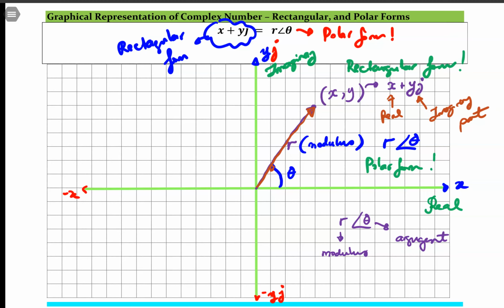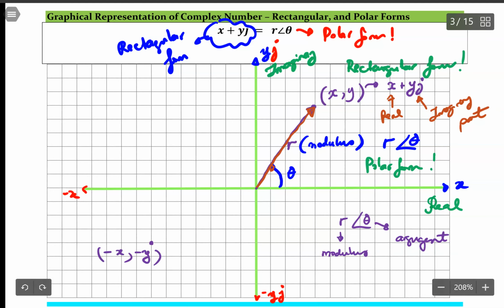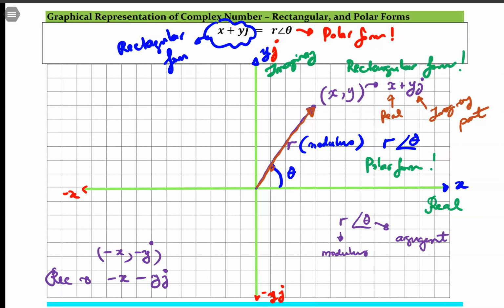Okay, now let's examine another complex number. Let's say I move my pointer to this part of the graph, and I identify the coordinate of this point right here. So I should have negative x and negative j, right? In this case, my complex number in rectangular form should be negative x minus yj. How do I represent this one as a complex number in polar form?